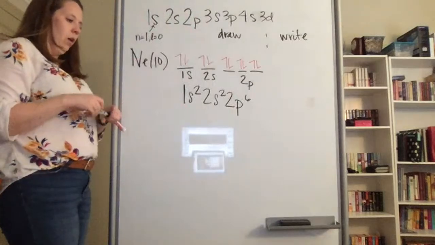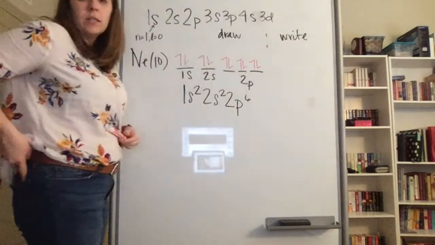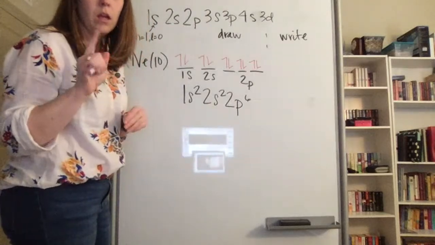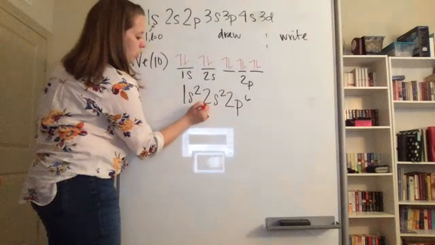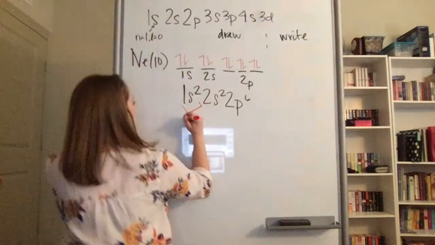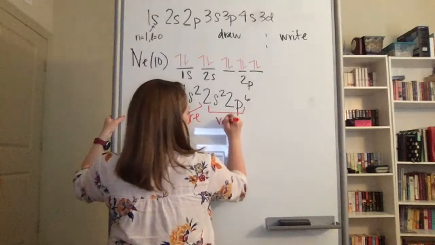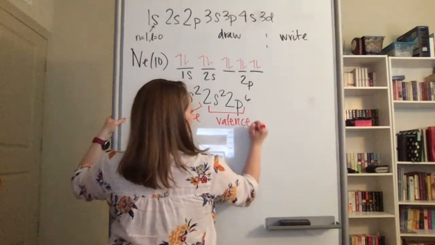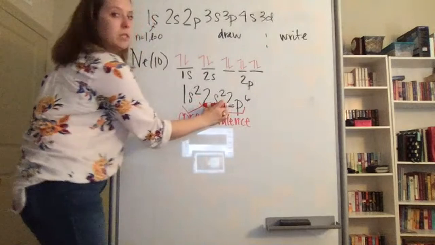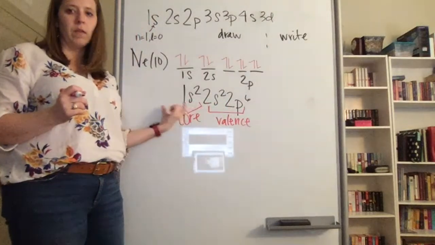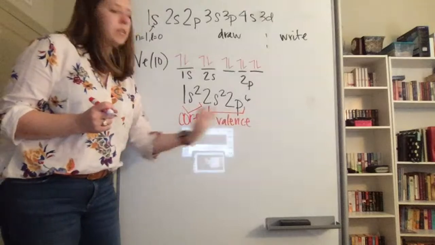So earlier, we kind of talked about the core electrons, which are over here. And these are our valence electrons. So whatever the largest big number is, anything that is fully filled over here on the left is core, and over here it is slightly different.